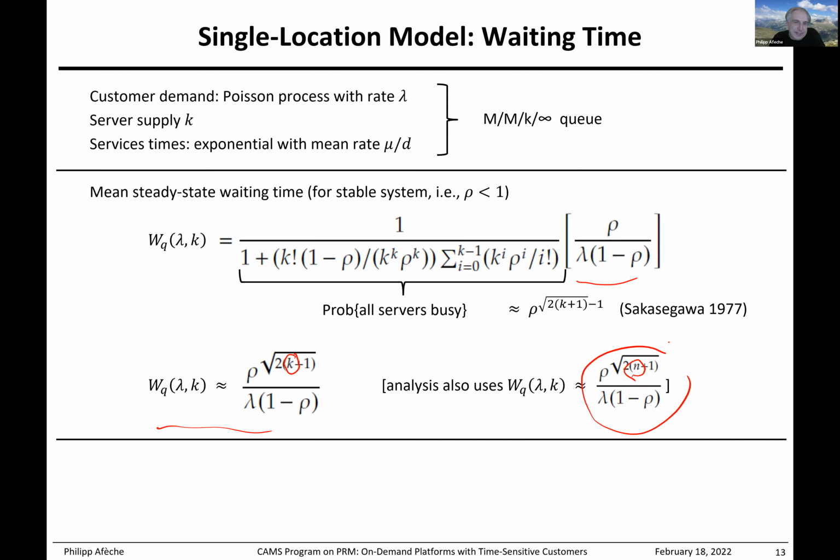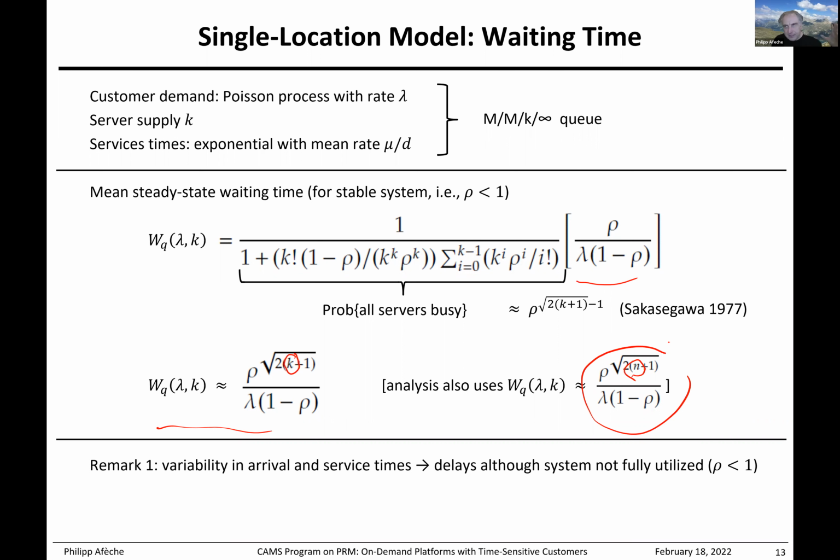Just a couple of elementary queuing observations. If you've done a lot of queuing, this will put you to sleep. If you haven't, it's helpful to know. The first order observation is that because you have variability, even if the system is not fully utilized, you can have delays. And these delays can become very substantial, and they increase convexly in the utilization for a fixed number of servers.